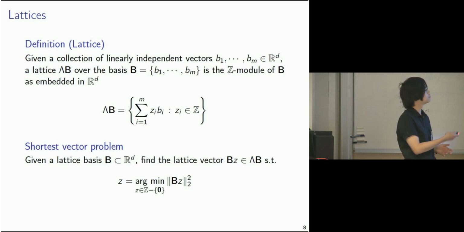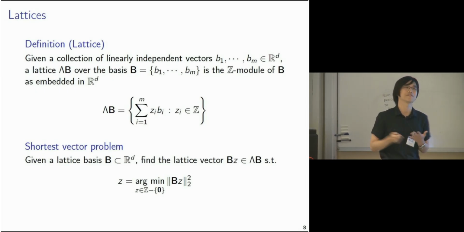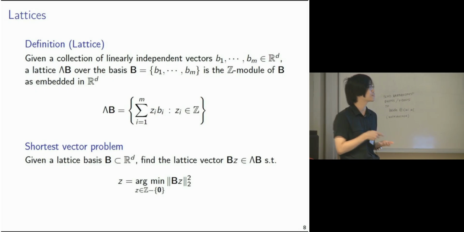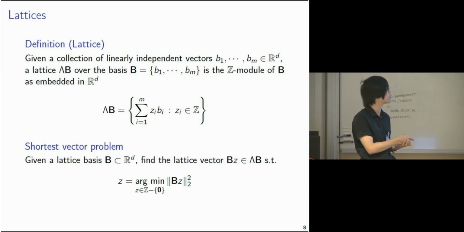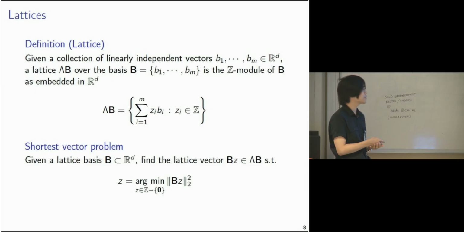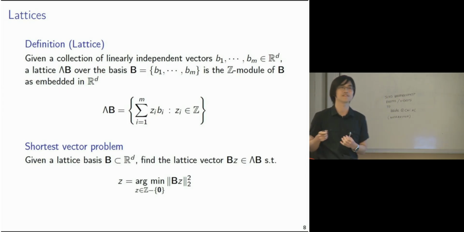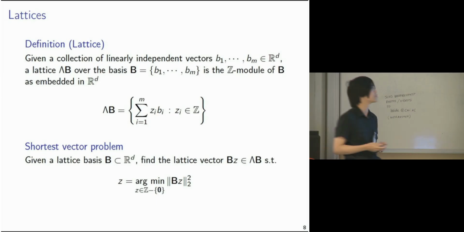So you can write this the following way, where you take the basis and multiply it by an integer coefficient vector. Now, because we restrict the coefficients to integers, there's the following problem which makes sense in the lattice regime that does not otherwise make sense for a vector space. This is called the shortest vector problem. Can you find a non-zero coefficient vector which minimizes the Euclidean norm of the product? In other words, find the vector in the lattice that has the smallest norm.